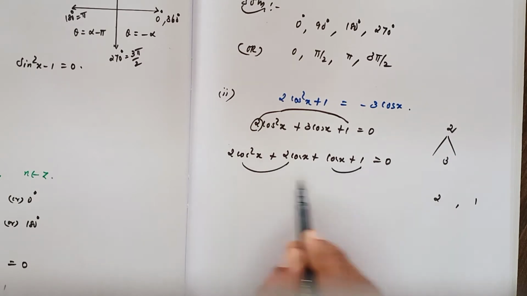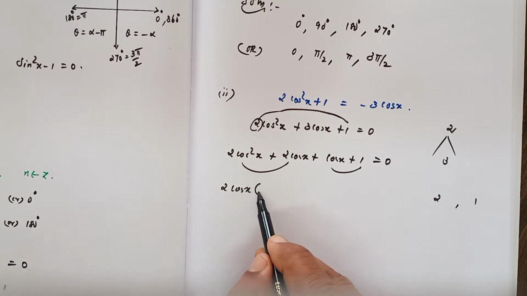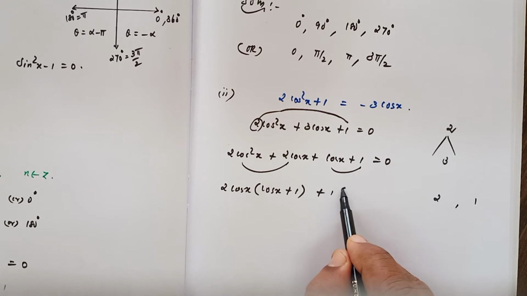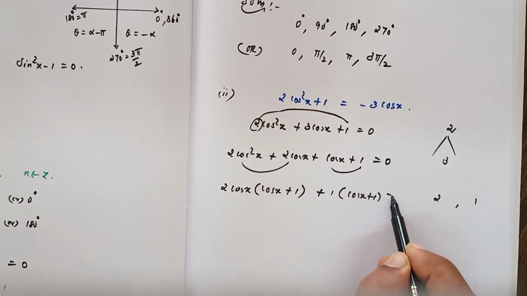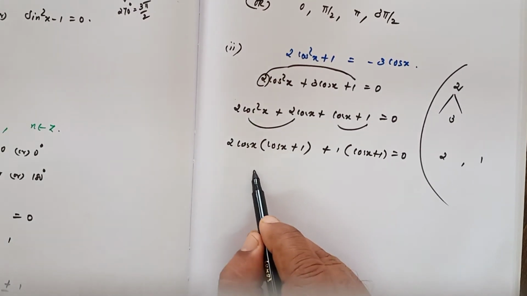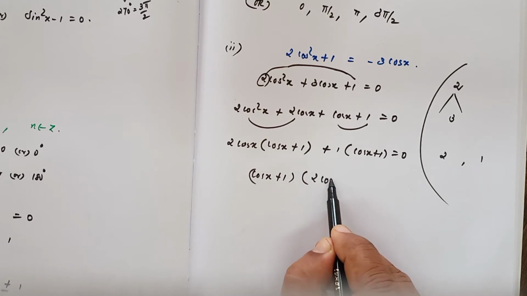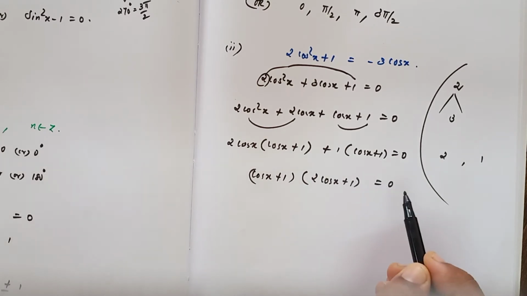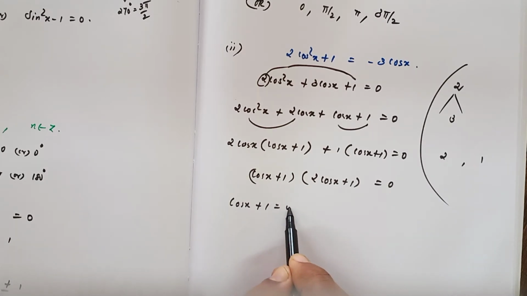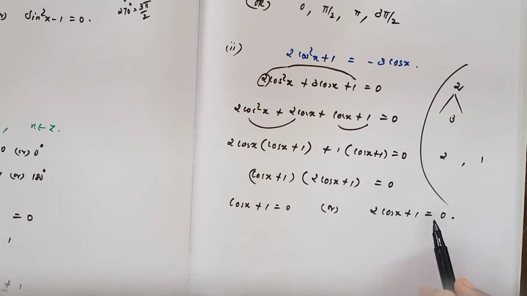Here grouping first and second, you can take 2 cos x as common. If you take 2 cos x as common, you will be getting cos x plus 1. Here nothing common, you take 1 into cos x plus 1, that is equal to 0. Between these two, you can take cos x plus 1 as common. If you take cos x plus 1 as common, you will be getting 2 cos x plus 1, that is equal to 0. So product of these two equals 0 means cos x plus 1 equal to 0, or 2 cos x plus 1, that is equal to 0.